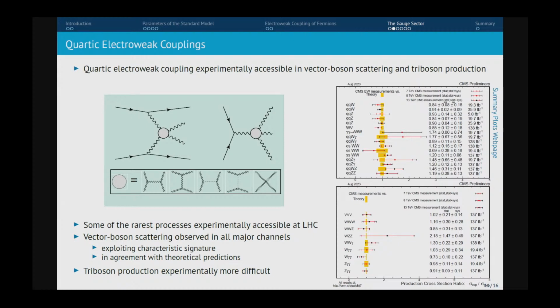In the LHC Run 2, vector boson scattering has really been observed in all major channels, so this is shown in this plot. And overall, the agreement with the theoretical prediction is very good, even though these predictions mostly are only at leading order in perturbative QCD. Triboson production is experimentally more challenging because it's a non-resonant process, well, as the other, but it's lagging a bit behind concerning the number of channels observed. And I'd say we don't have a very clear picture yet if we agree with theoretical predictions.